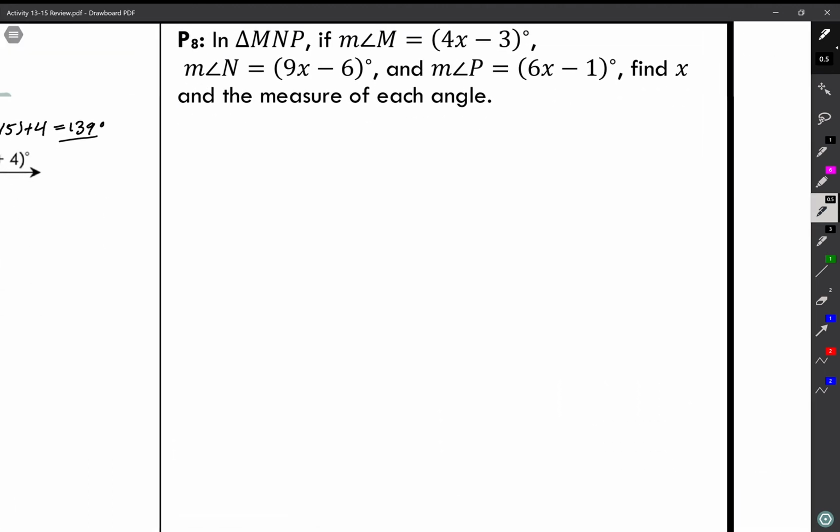Number 8. In triangle MNP, if the measure of angle M is 4x minus 3, the measure of angle N is 9x minus 6, and the measure of angle P is 6x minus 1, find x and the measure of each angle. Alright, this tells me nothing.